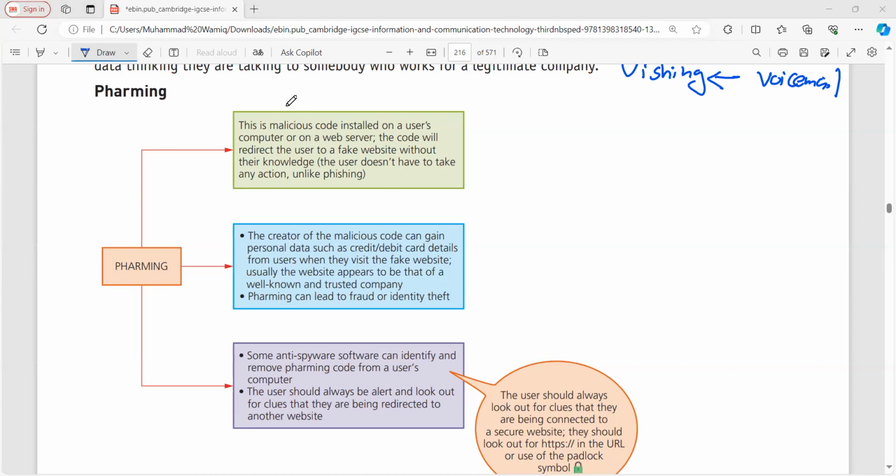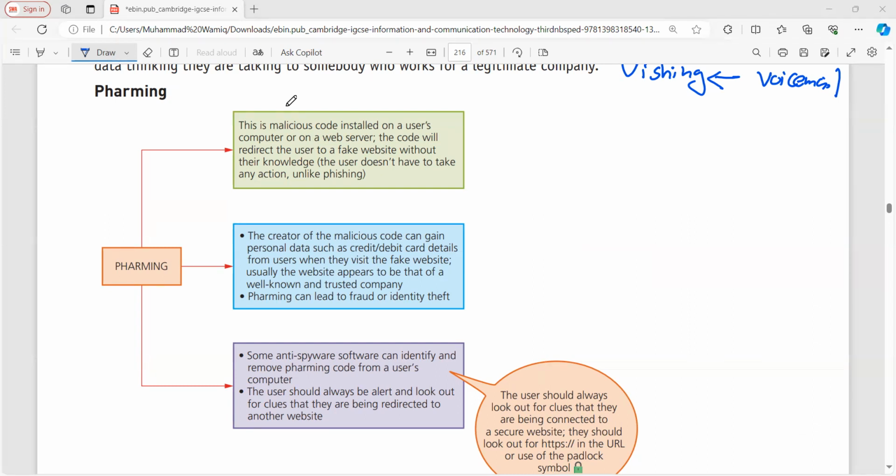Now, when it comes to pharming, it means that there is a malicious code or a virus installed on a user's computer or on a web server. As I told you, the difference is that in pharming, malicious code is installed on the user's computer. The code is going to redirect you to a fake website. This is going to lead to gaining your personal information, debit card, credit card details, and it can lead to frauds and identity theft as well.